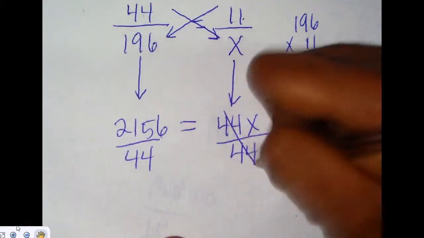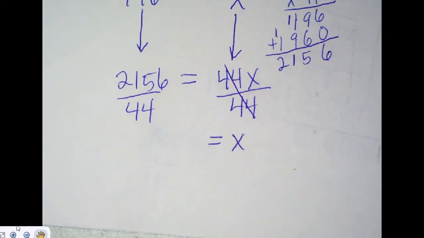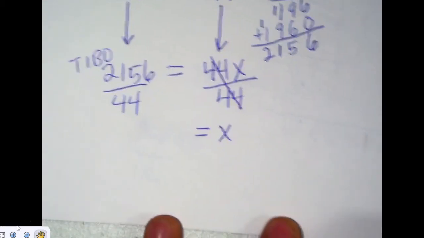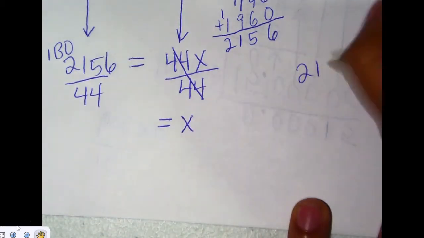And now 44 divided by 44 is 1. So the x is now by himself. And now we need to do TIBO, top in, bottom out. So I'm going to come over here to the side and do 2,156 being divided by 44.